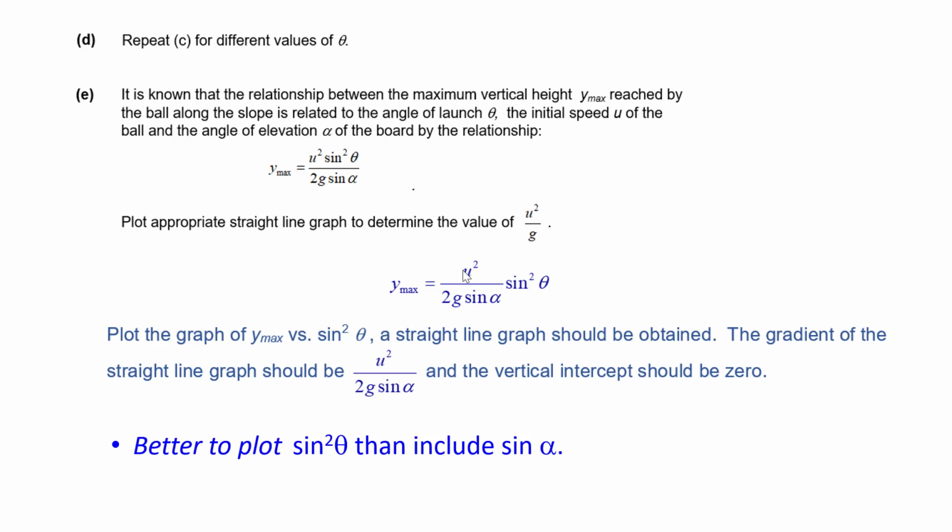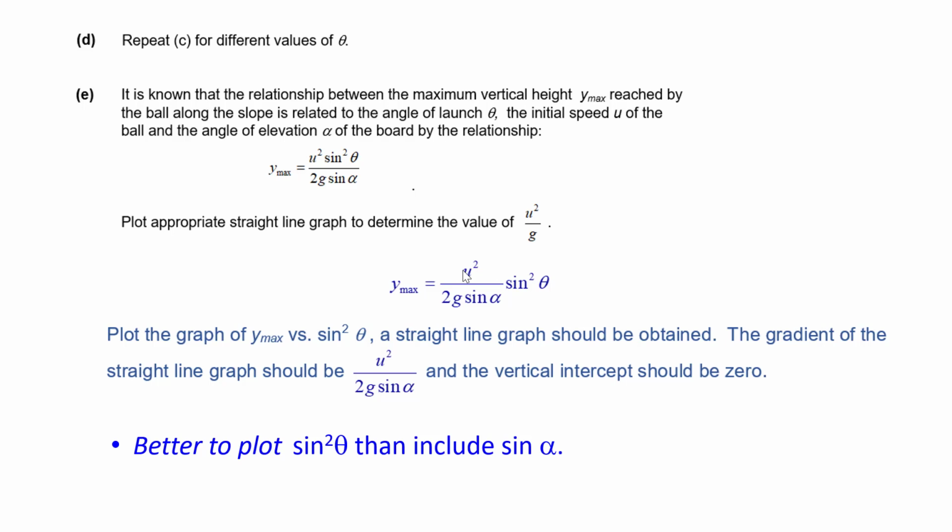Alright, but in this case, we're not marking it here today because our alpha are all different. Okay, but then you're asked to repeat part C for different values of theta. Now, before you go on, you should actually read through the whole experiment. You know that eventually you're going to need to plot some graph.